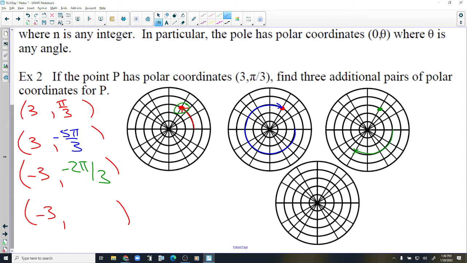All right, and then the last one here. 1, 2, 3. We want that point, but we want to get to here. We went in a negative direction. Now we just have to get to there in a positive direction. 1, 2, 3, 4 pi over 3. There we go. So you should be able to have 2 positive r's and 2 negative r's. 4 coordinates for the same point.